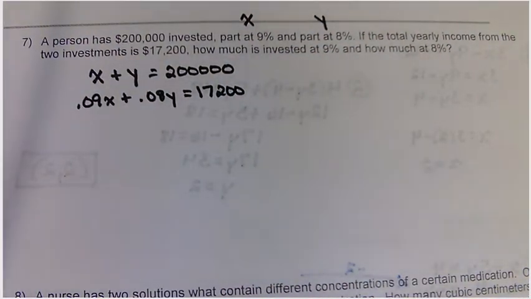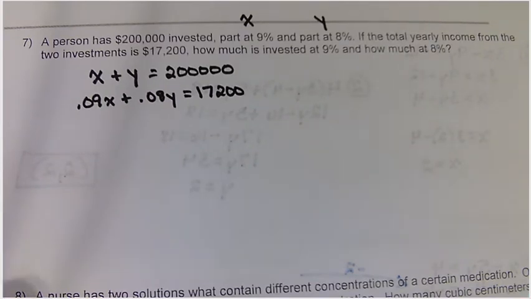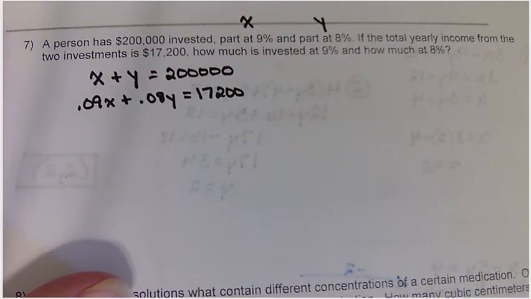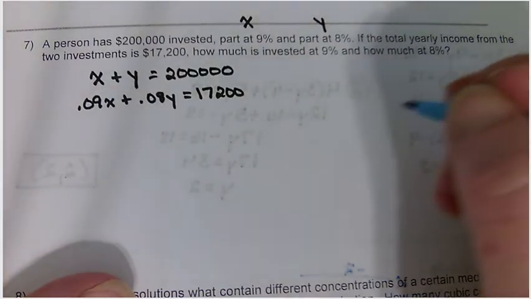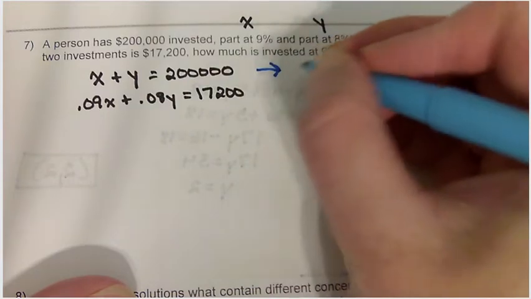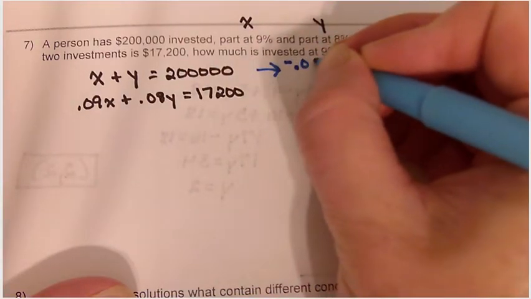Notice the big numbers. I wouldn't want to graph this. A lot easier to solve. And this is actually a lot easier to do with our substitution and our elimination method. But I'm going to do something kind of interesting here. So I'm going to multiply the top one by like a negative 0.08. Okay, so by negative 0.08.